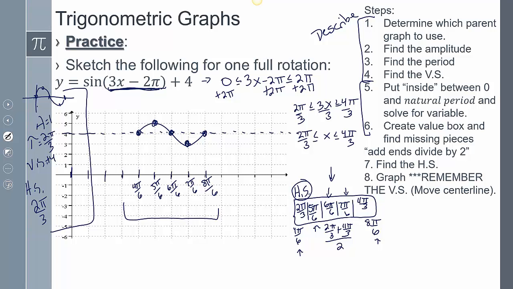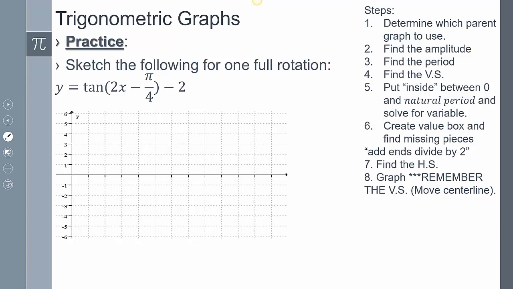And then step 8, you can graph. Just remember that we had to move the center line up, which is what I did, and you just copy the image of this parent graph here, right? So the first value is on the center line. Second value is up at the amplitude. Third value it crosses. Fourth value it's below. Fifth value back to the center line.